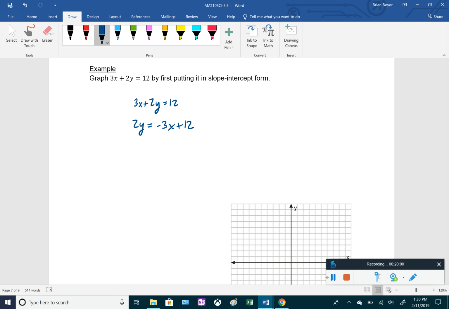Divide both sides by 2. We would get y equals negative 3 over 2 x plus 6. So negative 3 divided by 2 is just negative 3 over 2. 12 divided by 2 is the 6. So now we can graph it.